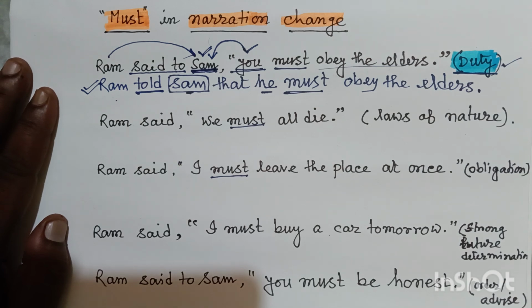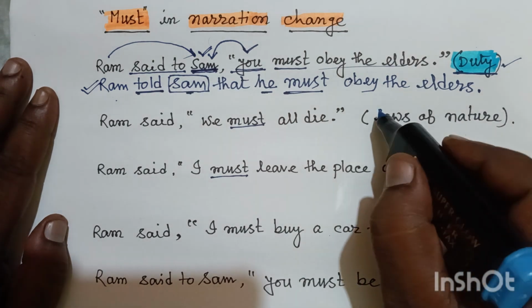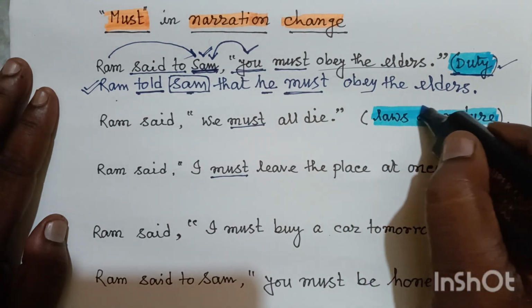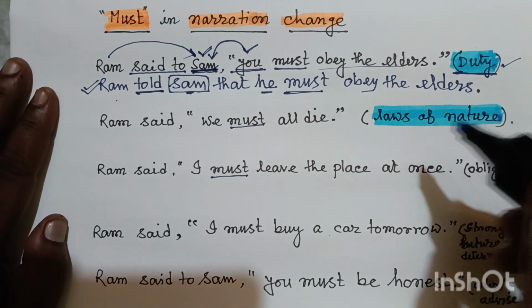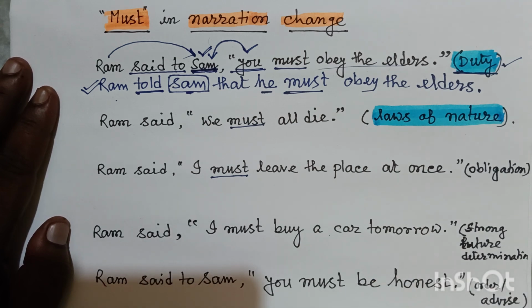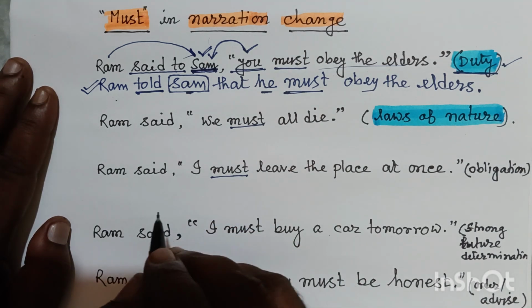Now friends, here you can see we have written one example. Ram said, "We must all die." Friends, this is the law of nature. We cannot control it, we cannot force it. It is not dependent upon our wish, it is not dependent upon our desire. Whatever it may be, we have to keep the word must the same. That means it will not be changed.